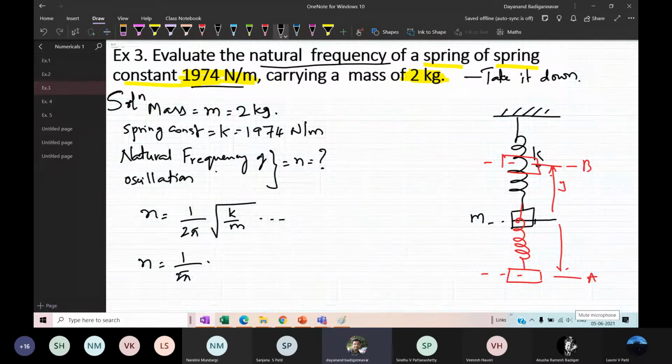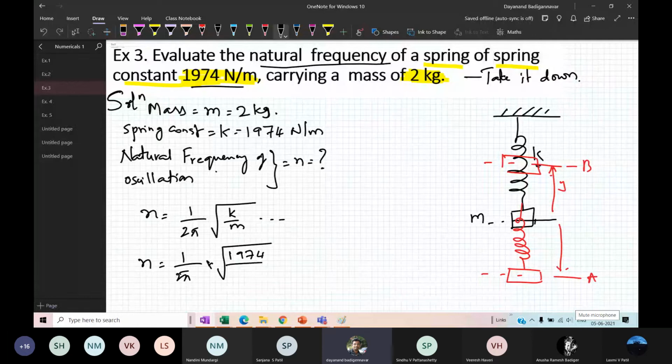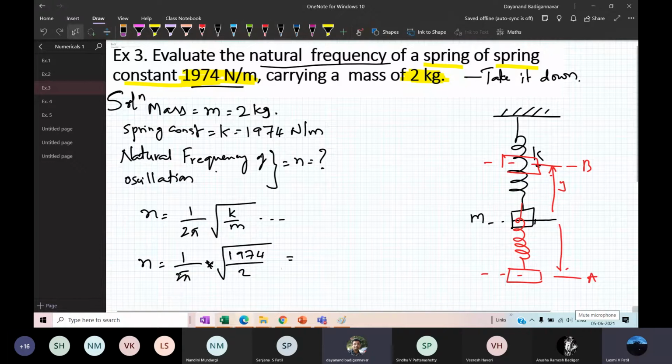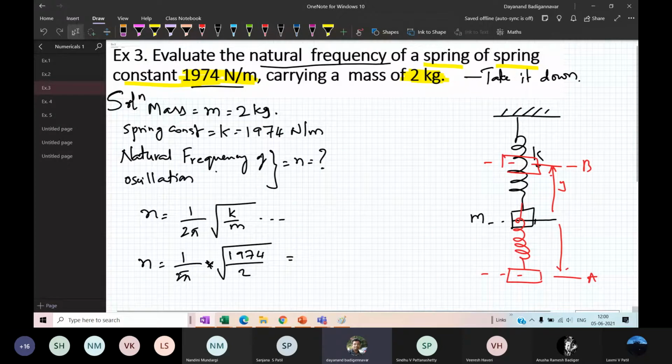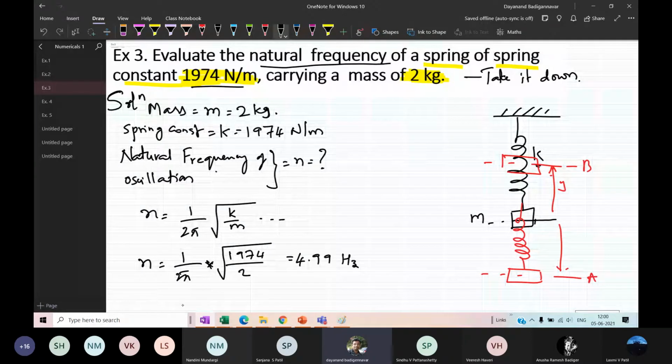K is 1974. Mass is 2 kg. What is the value? Calculate and tell me the answer. It is 4.99 hertz. Okay, so the right answer is 4.99 hertz, or we almost take it as 5 hertz.